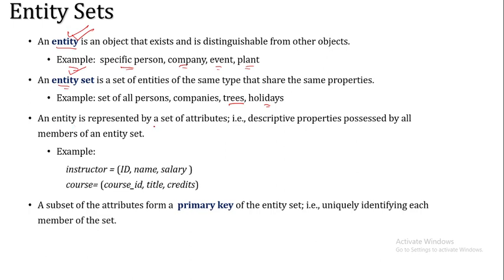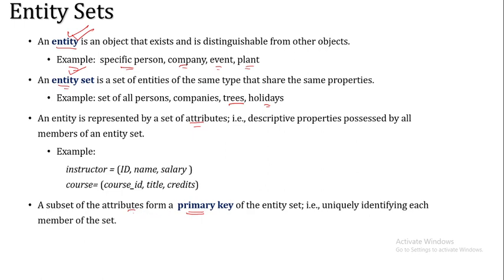Now an entity is represented by a set of attributes. Whenever we represent an entity with a set of attributes, that gives us a clear picture about the entity. So whenever we talk about an entity set, the attributes are the main thing that describes it. Out of these attributes, some play a primary role in uniquely identifying each entity in the set. So the primary key is nothing but a subset of the attributes present in your entity set.